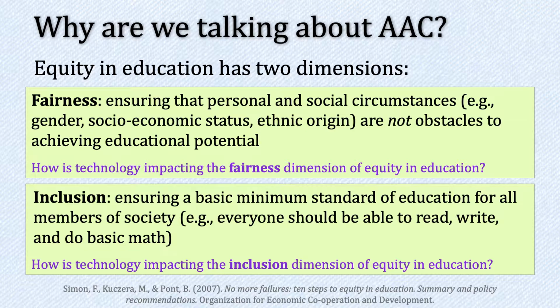The second dimension that we know about equity in education is inclusion, ensuring a basic minimum standard of education for all members of society. And we've already talked about that technology has a role in both fairness and inclusion in relation to equity in education. So that's why we're talking about AAC.